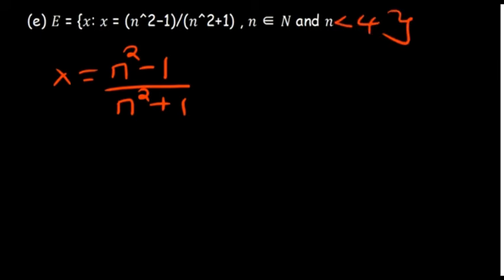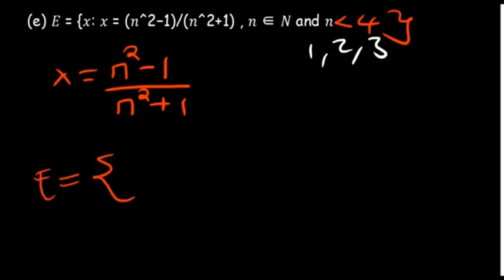So we need to list all the natural numbers from 1 to the ones that are less than 4. The moment we say less than 4, the natural numbers less than 4 are only 1, 2, and 3. These are the only natural numbers less than 4. Now these are the values that are going to define the members of set E.